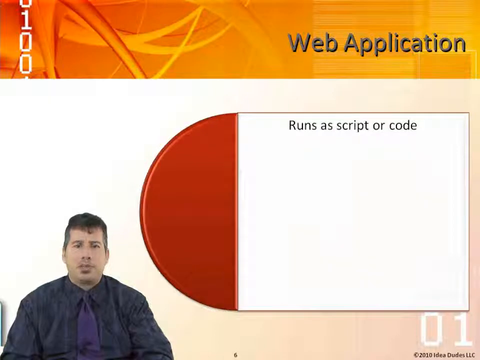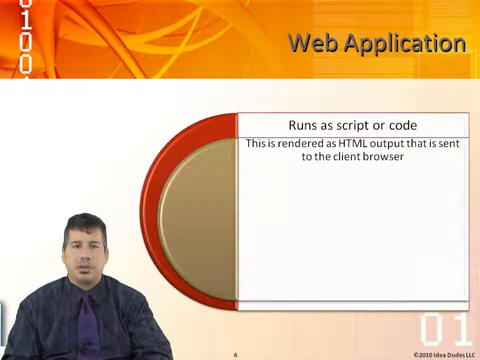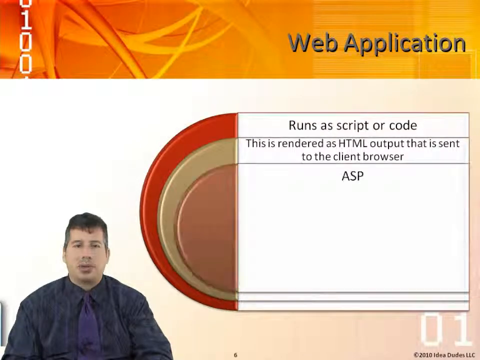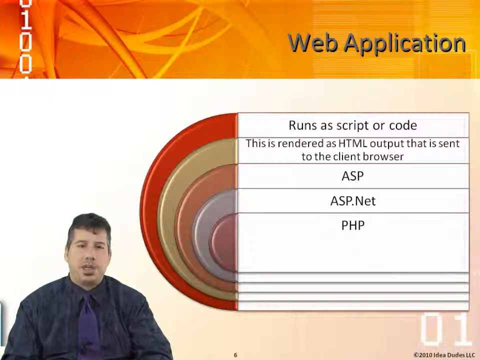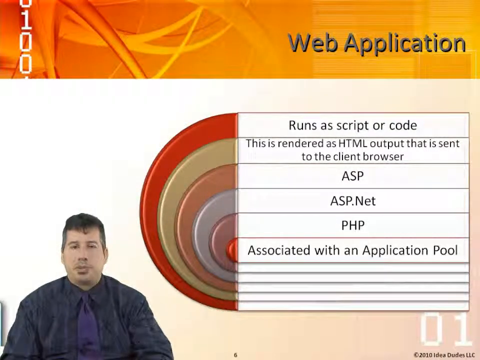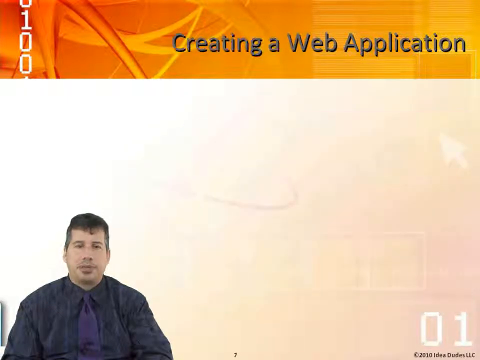Now, a web application runs a script or code. So, ASP, PHP, any of those different languages that we can use. This is rendered as HTML output and is sent to the client browser. ASP, ASP.NET, PHP are associated with an application pool. And the application pool is going to control the resources that we've been talking about from the beginning.